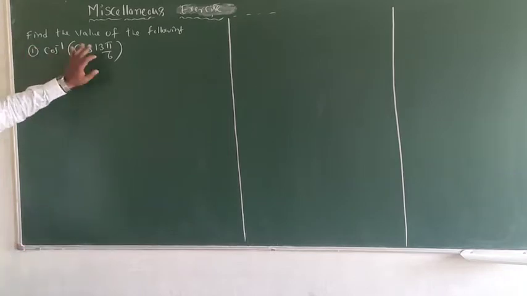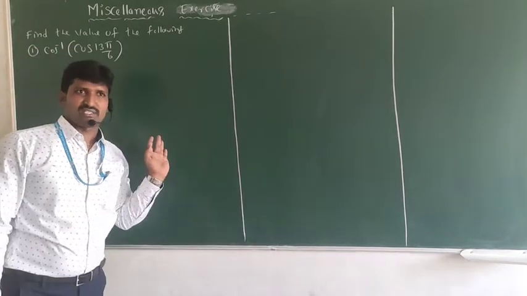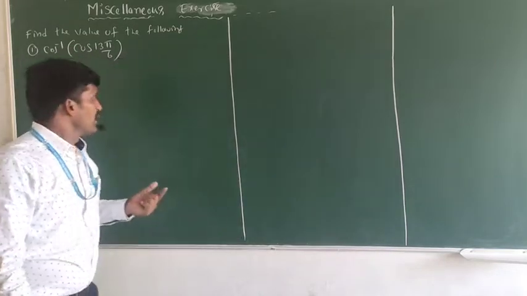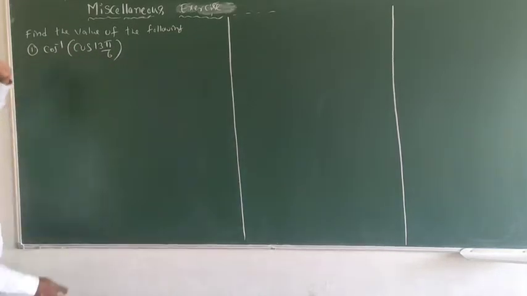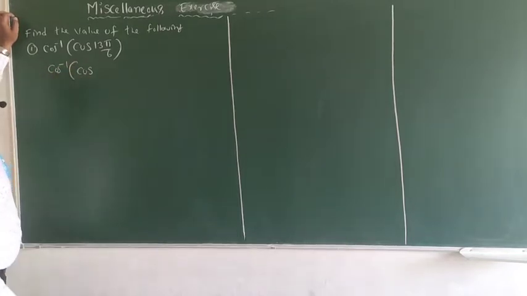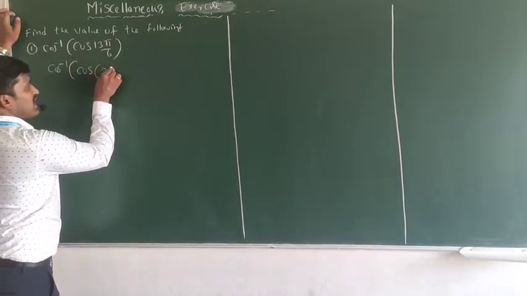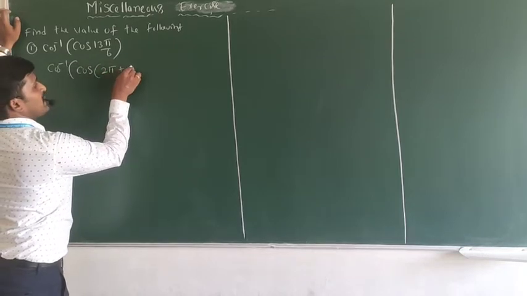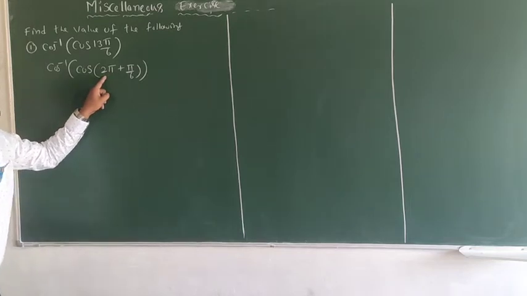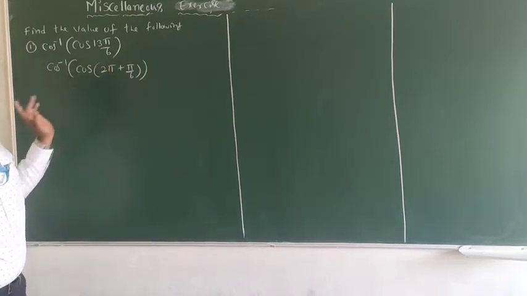The 13 pi by 6 is clearly not in the range of cos inverse. The reason is the range of cos inverse is 0 to pi. It is clearly more than 180. So we need to simplify this. 13 pi by 6 we can write as 2 pi plus pi by 6. Take the same again, 12 pi plus pi, 13 pi by 6.